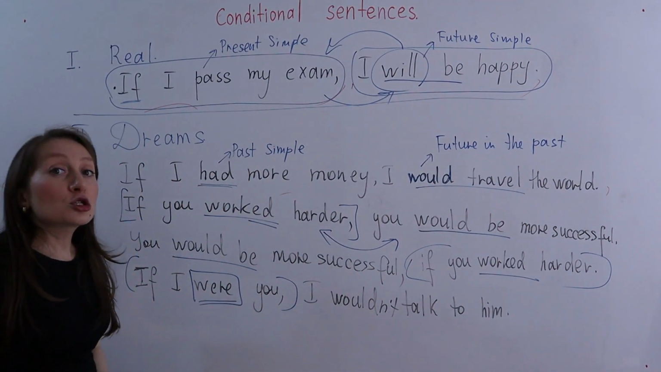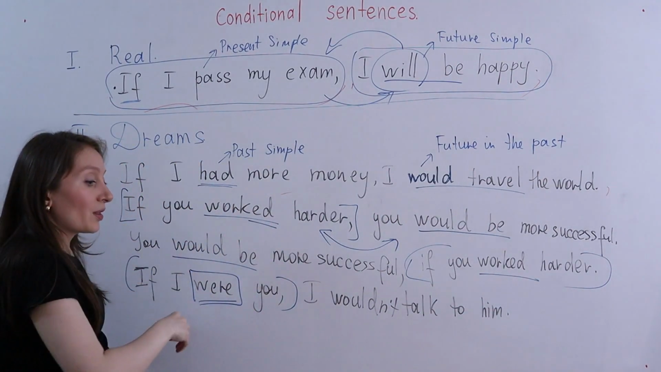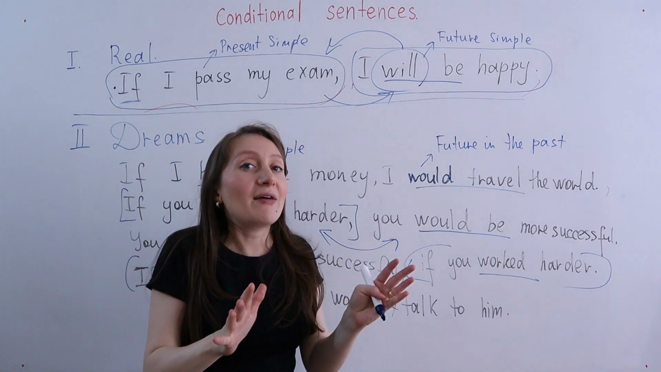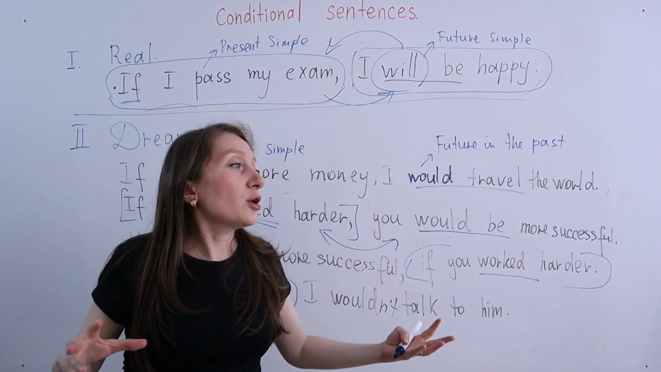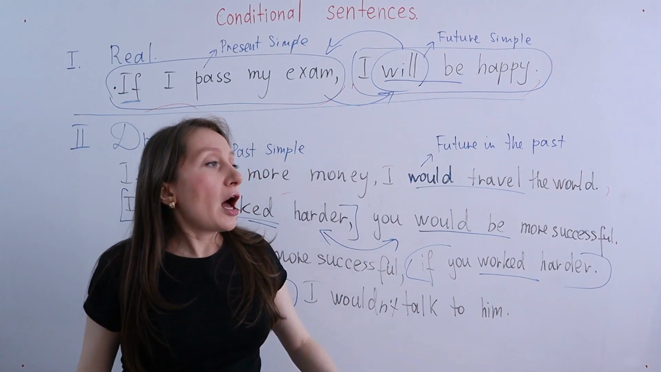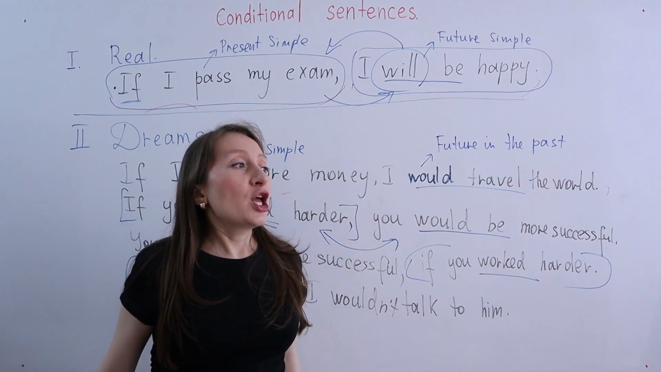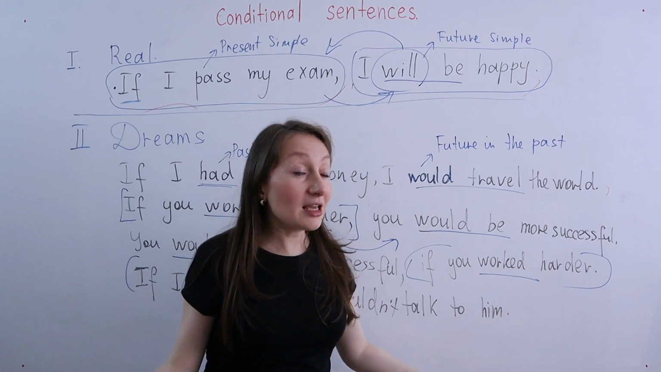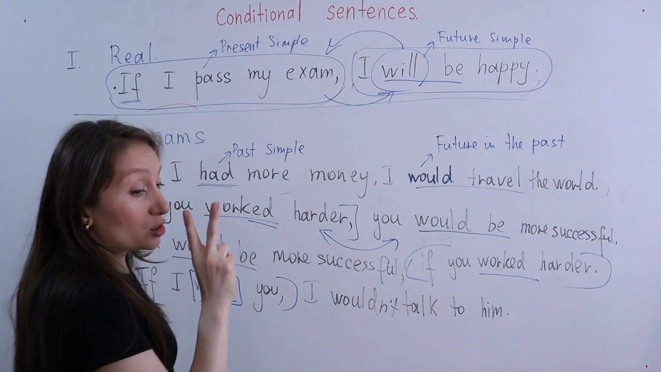Right now, try to make 3 conditional sentences with dreams. Like your dreams. What do you want right now, but you don't have it? Like you're dreaming. If I had a car, I would drive it every day. If I had $1 million, I would start a business. If I had a lot of money, I would travel a lot, right? So, 3 sentences with conditional type number 2.